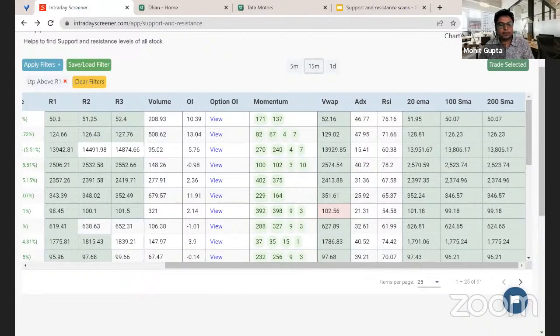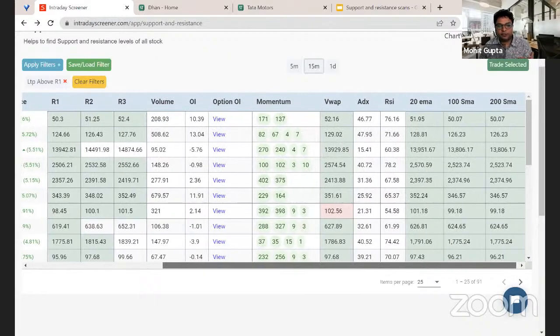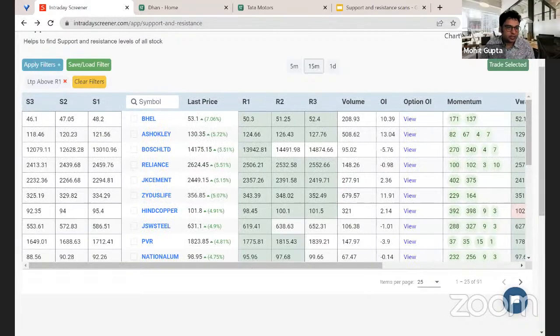So if it is above green levels in the 15-minute chart, 20 EMA, 100 SMA, 20 SMA, everything is good. RSI, you just have to check that it is not overbought, like over 70 or something. So again, you can filter out these conditions. But the key thing is whatever stocks are doing 7%, 5%, either they have gapped up, or if they have not gapped up, they have done that in intraday and they have crossed R1. So you can just put a condition LTP above R1 and you can find out those stocks.